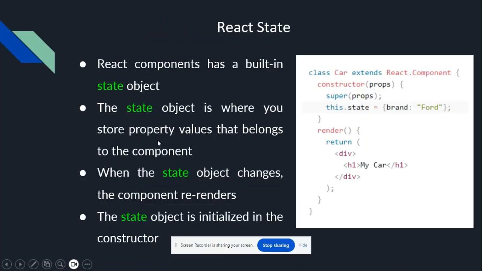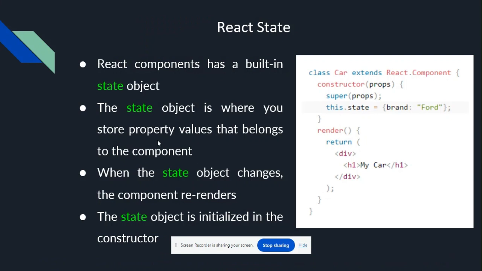So basically, a React component has a built-in state object. So whenever we are creating a component using the React.js library, the component has a built-in state object, right? And the state object can have as many properties as you want. You put all the properties in a state object. Why? Because whenever a state object changes, the component re-renders.